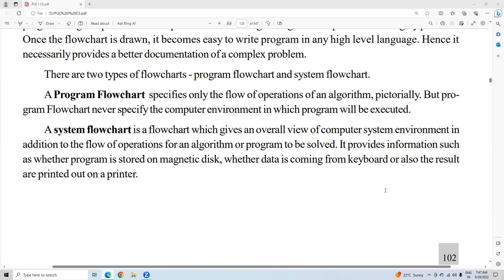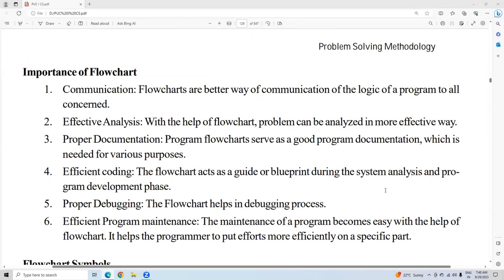See, it gives you the overall view of the computer environment along with the flow of operations, how that program has to be solved, right? That is all handled. Both the things will be there in a system flowchart. It provides information such as whether the program is stored on magnetic disk, whether the data is coming from the keyboard, and even the result, whether it will be printed on paper, or shown on the monitor, or saved into the disk. The complete process will be shown. That is a system flowchart.